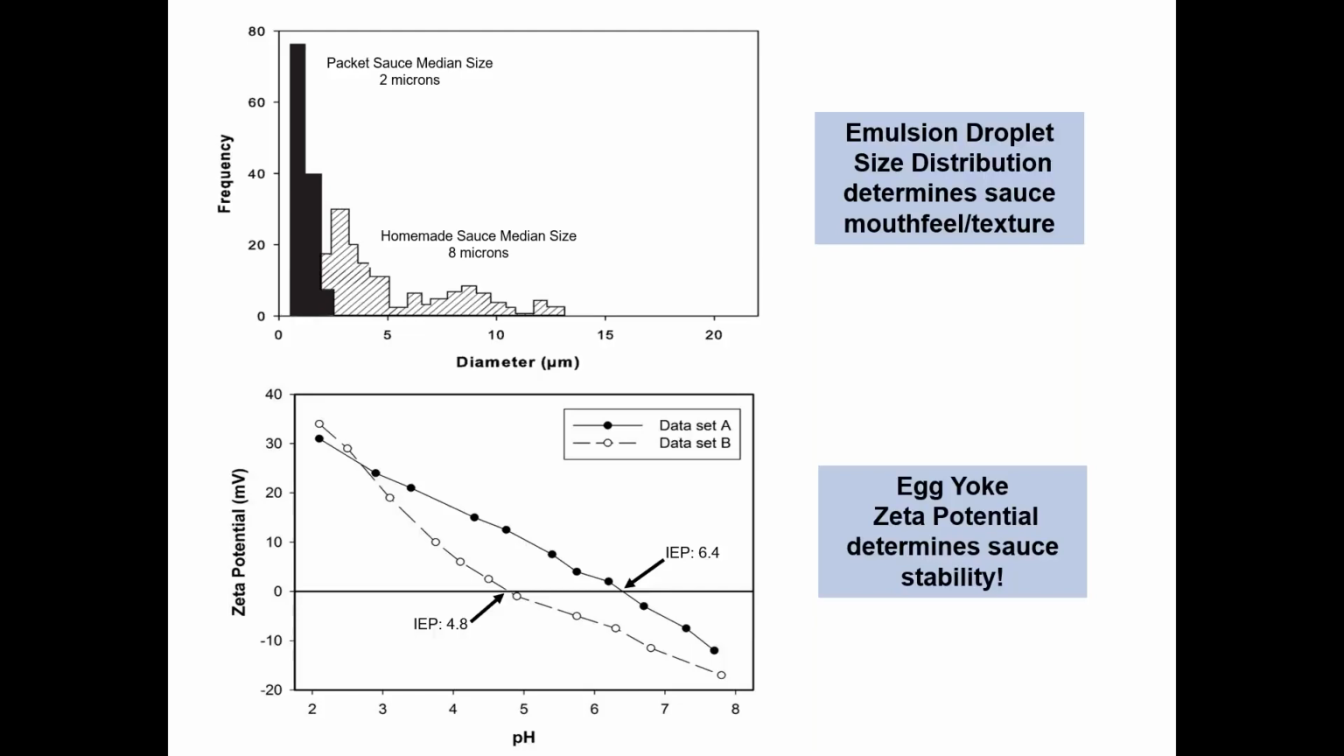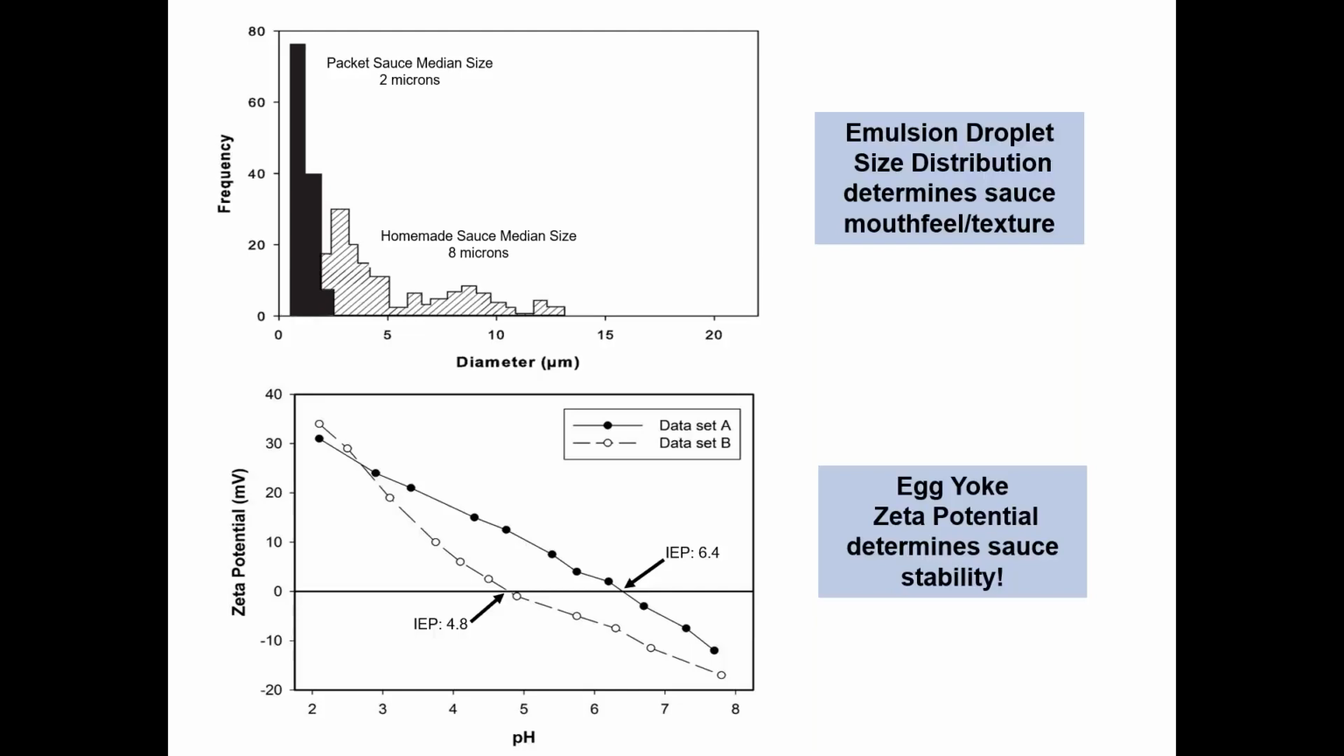And the egg yolk, as we saw in the previous slide, is a very complex mixture. Now, a packet sauce uses dried egg powder from hundreds, maybe thousands of eggs. And so you're always working with a constant emulsifier system. However, in homemade sauce, you typically use a couple of eggs. The emulsifiers you get depend on what sort of eggs the chicken has laid for you.